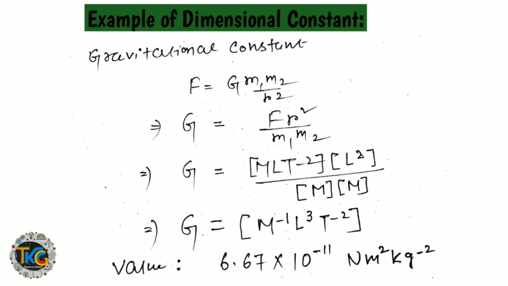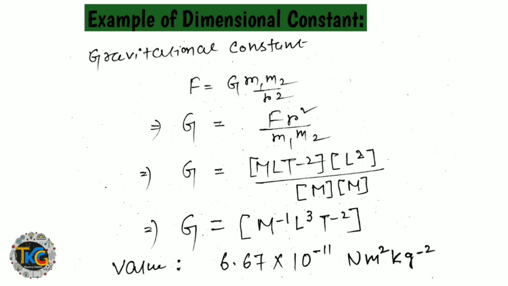Now the magnitude value of G is a fixed value. The value of G in the CGS system is 6.67 × 10^-8 dyne cm² per g², and in the SI system the value is 6.67 × 10^-11 N m² per kg². So it has a fixed magnitude, and it has dimension. So we can say that the gravitational constant is an example of a dimensional constant.